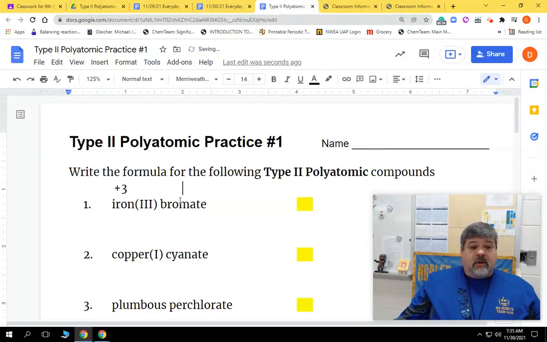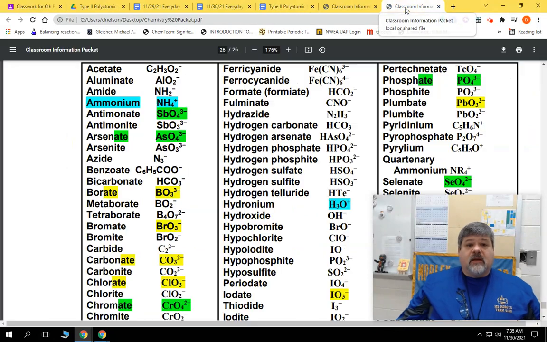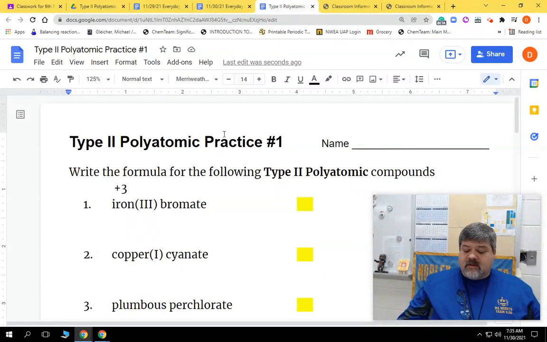We go to bromate, and if you don't know what the charge is, just go to the very last page of your packet, and you'll see bromate is BrO3, and it's a -1. So let's go back here, and we know that it's a -1. Now we're going to crisscross, and so I know I need 3 bromates, but I only need 1 iron.